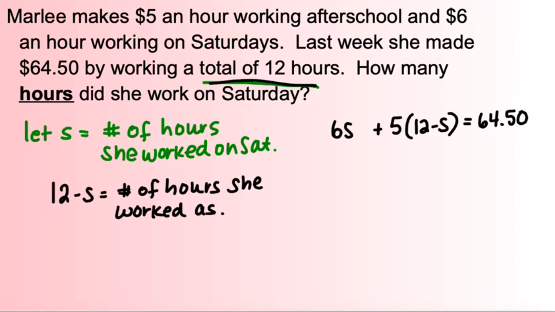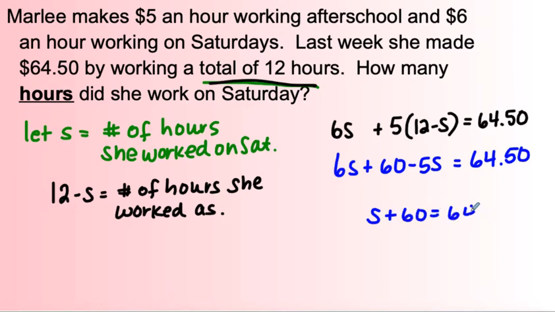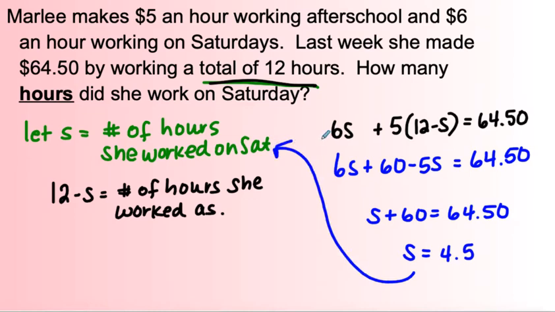And then I just solved the equation. So let's see what we get here. 6S plus 60 minus 5S. We distribute that 5. We combine the like terms on each side, so we're going to get S plus 60 equals 64.50. Subtract 60, and I'm going to get S equals 4.5. So how many hours did she work on Saturday? She worked 4.5 hours. Hopefully this is all coming together for you.